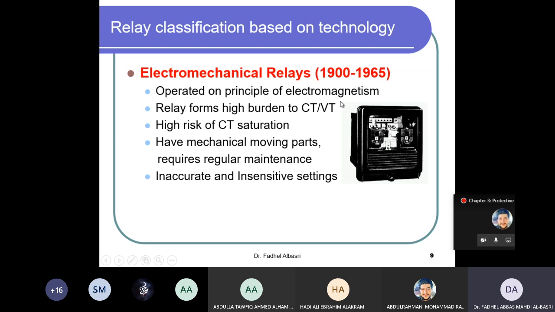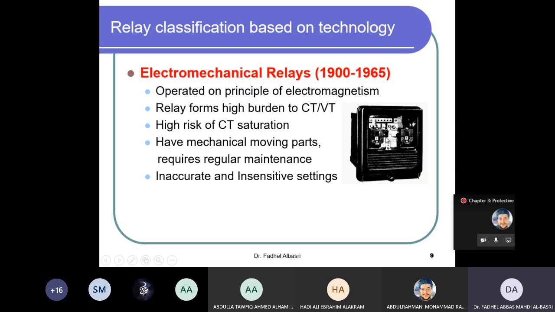So what are the advantages and problems of these? One of the problems with these electromechanical relays is that they have a high burden. Remember from the previous chapter, a larger burden can cause saturation of a CT, or lead to a larger CT class. So there will be a high risk of saturation if you don't choose the CT properly.